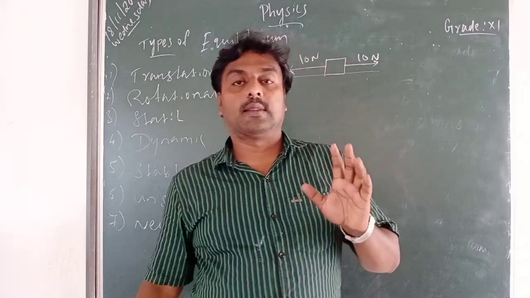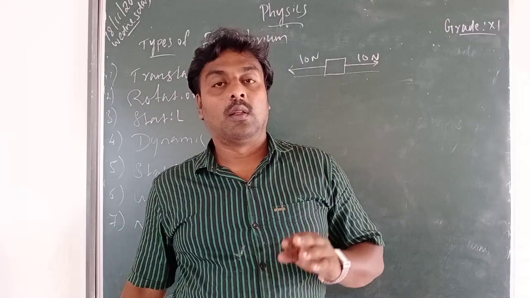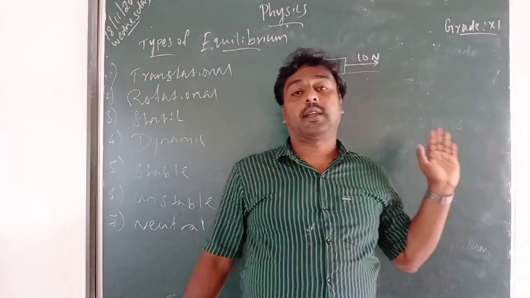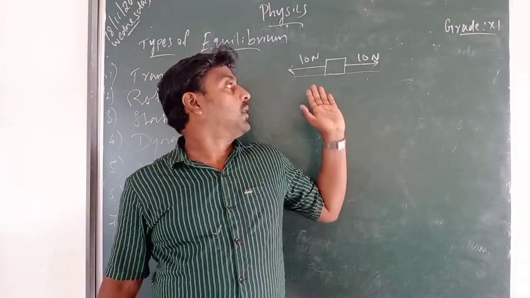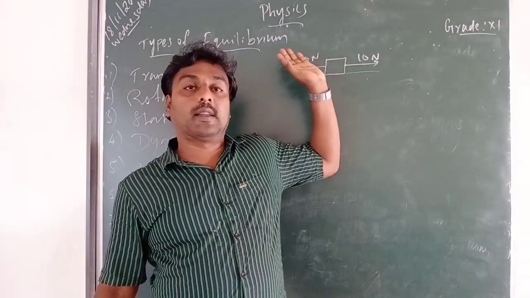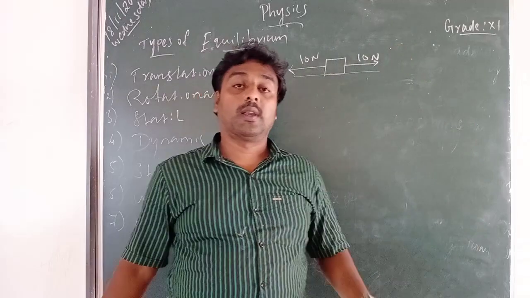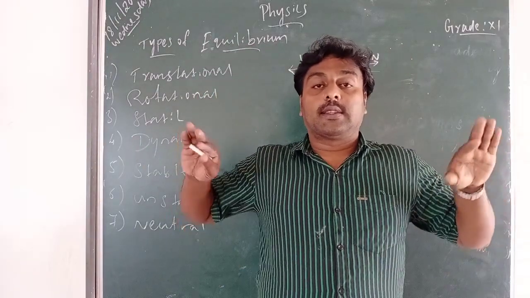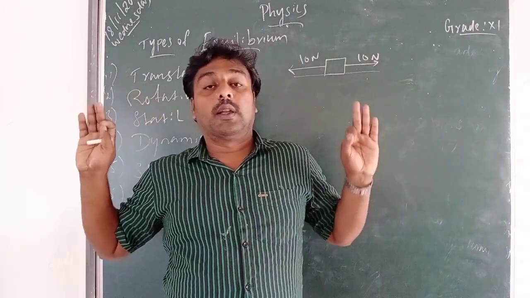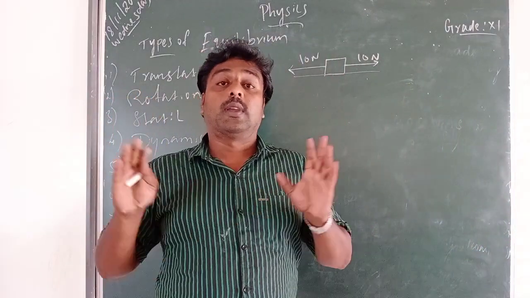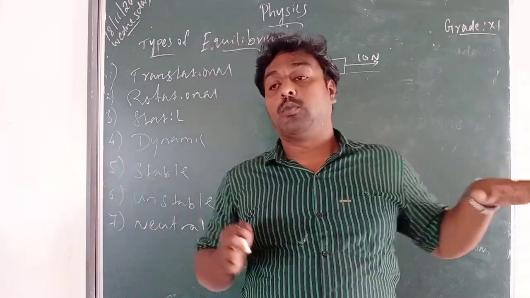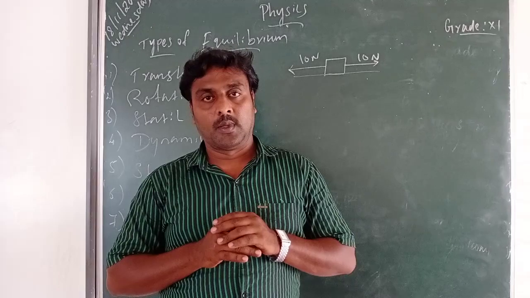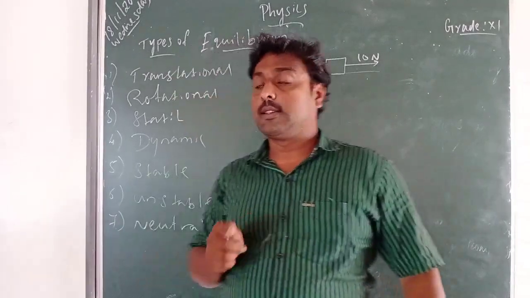Two points only: translational equilibrium means the linear momentum is constant and the net force acting on the object is 0. Understand? In this direction 10 Newton force, and in that direction also 10 Newton force is acting on the object. Since both directions have force acting, the net force is 0. The linear momentum, the movement of this, will be constant. That is the first one, translational equilibrium.